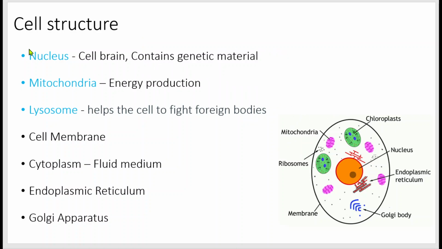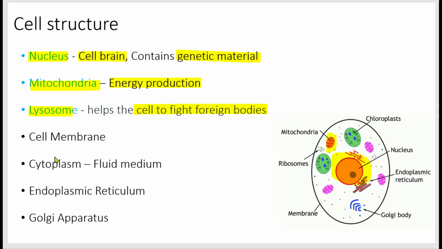So most probably you already know that the nucleus is the brain of the cell, and it also has the genetic material. So this is the nucleus. The mitochondria is for energy production for the cell, it is what makes the energy. The lysosomes are the ones that help the cell fight foreign bodies. It's somewhere here, but it's not mentioned in the diagram.